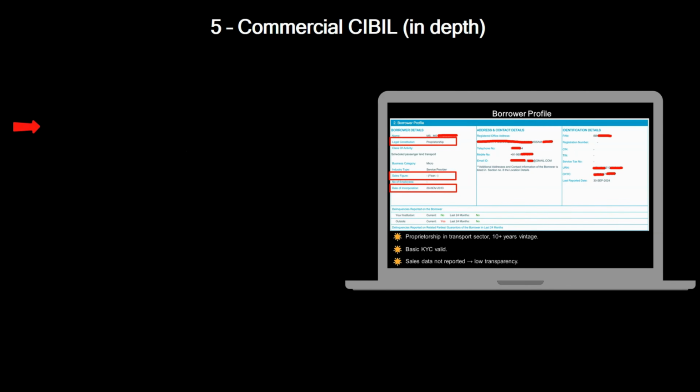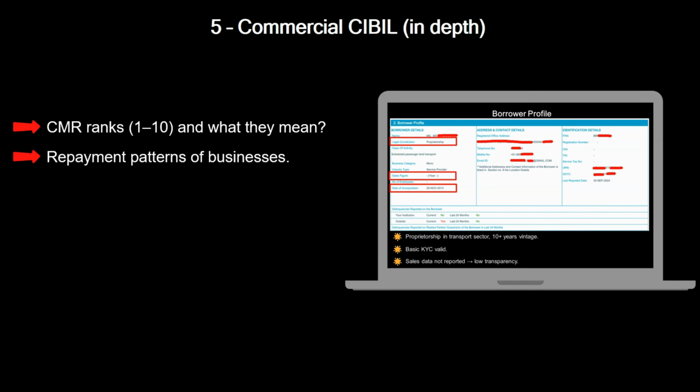Now this is the most ignored but most dangerous area. Please note, consumer CIBIL only tells you half the story. The other half lies in the commercial CIBIL report of businesses, proprietorships, partnerships and companies. So here you will learn all about CMR ranks and what they mean, then repayment patterns of businesses and also how promoter behavior affects company risk. So this module will prepare you for real life lending decisions where most action against the staff happens.